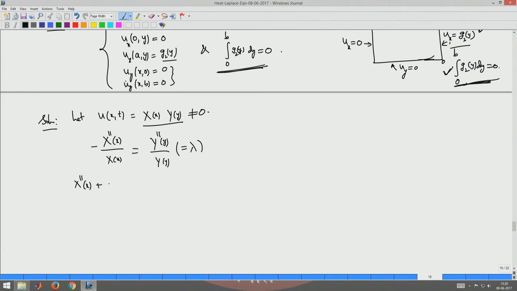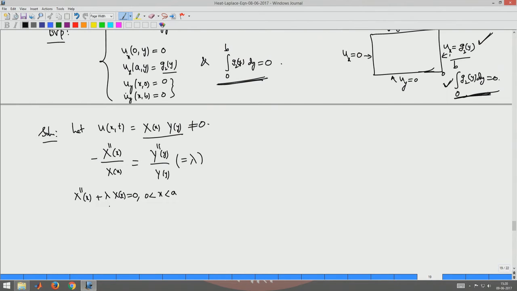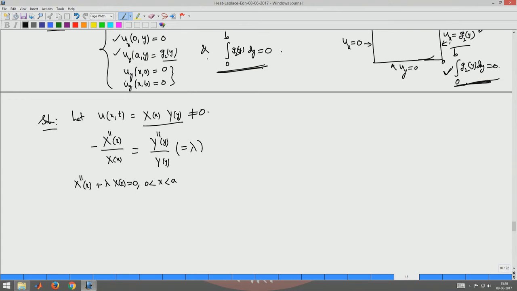So, you have this plus lambda x of x equal to 0, x is between 0 to a, and you do not have boundary data; those are the first two boundary conditions. Okay. Now, for the other equation you have y double dash of y minus lambda y of y equal to 0.